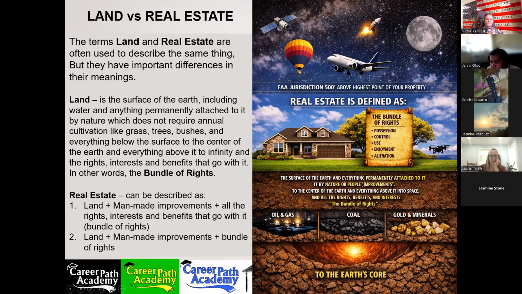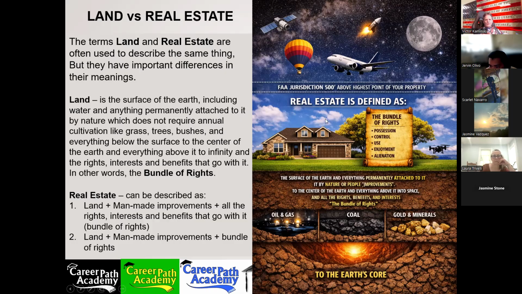So everything below the surface includes the space, as well as any minerals in the ground. They give you example here, oil and gas, coal, gold, minerals. This is supposed to be the center of the earth, I guess, with that light in the center. And then everything above it into space. Although the FAA has exclusive jurisdiction of everything above 500 feet above the highest point of your property. So you cannot restrict planes from flying over your house.